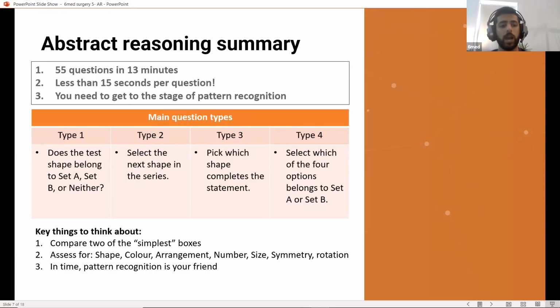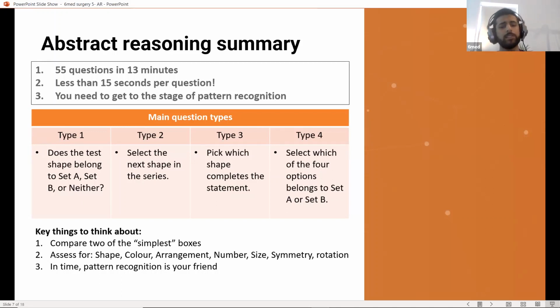So key things to think about compared to the simplest boxes can help when there are lots of shapes and lots of things going on. I personally find that it's quite useful to look at both sets because if you think about it, it's going to be the same rule for set A as it is for set B. So whether that's number of sides or, when there's a circle, there's also a shaded square or whatever it might be. And the more boxes you have available to look at, theoretically the easier it'll be to figure out what the underlying pattern is. But when there are those shapes and sets where you look at it and there's just so much going on, it can be useful to look at the simplest boxes.